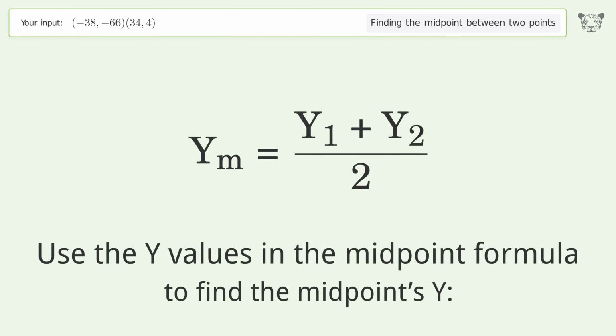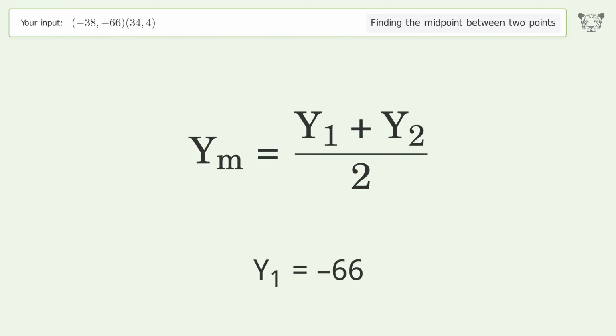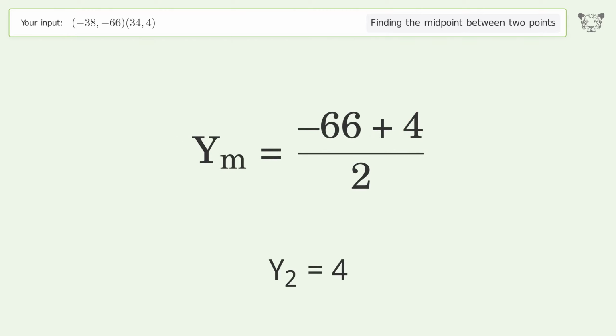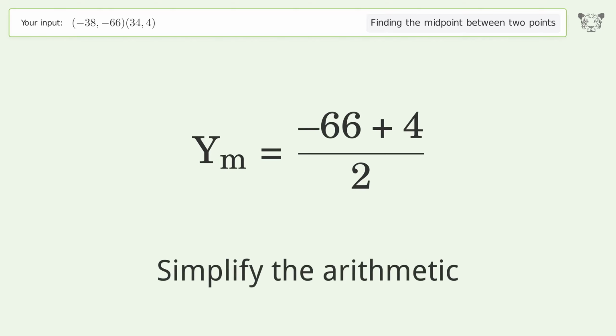Use the y values in the midpoint formula to find the midpoint's y. y1 equals -66. y2 equals 4. Simplify the arithmetic.